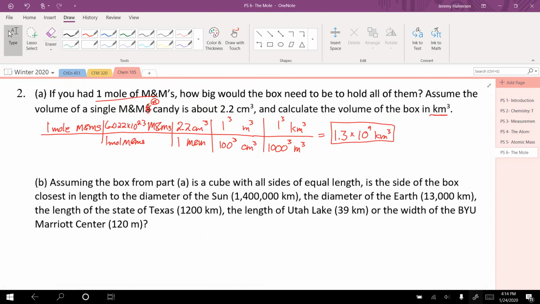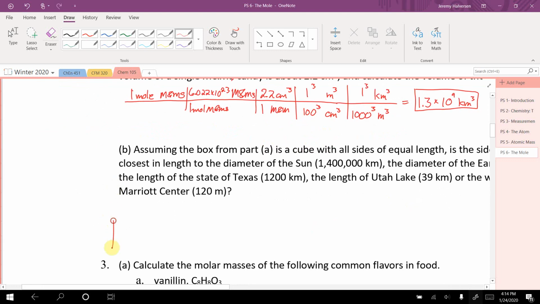So now we're going to assume the box from part A is a cube, and all the sides are equal length. Is the side of the box closest in length to the diameter of the Sun, diameter of the Earth, length of the state of Texas, length of Utah Lake, or width of the BYU Marriott Center? So basically we've got a cube. We know the volume of it. We know all the sides are the same length.